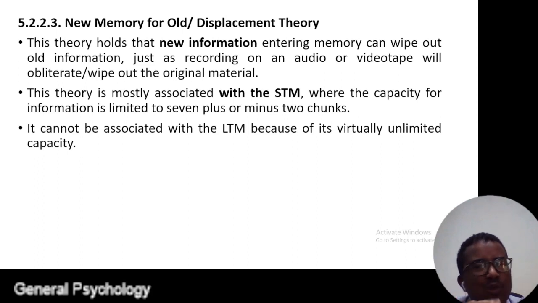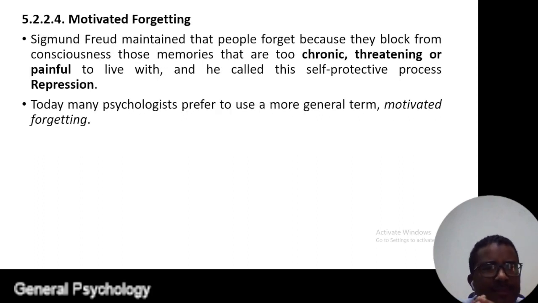This theory is mostly associated with short-term memory. Displacement occurs frequently in short-term memory because the capacity for information in short-term memory is 7 plus or minus 2. If the information is more than 9, the new information will replace the old one. It cannot be associated with long-term memory because displacement is not common there, since long-term memory has ample or unlimited capacity.